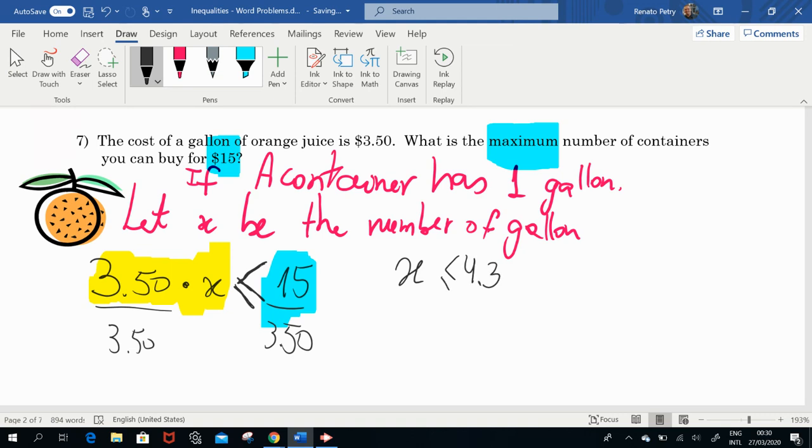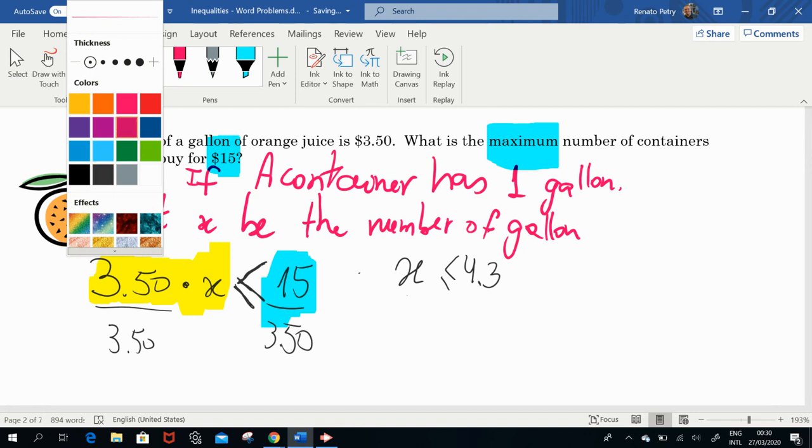Well, then we have a question. What is the maximum number of containers I can buy? If x, the number of gallons or containers, has to be less than or equal to 4.3, what is the maximum number of containers I can buy? Can I buy 5? No, I can't buy 5, because 5 would be greater than 4.3. Can I buy 4? Yes, I can.